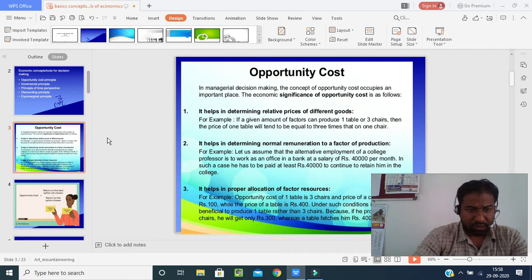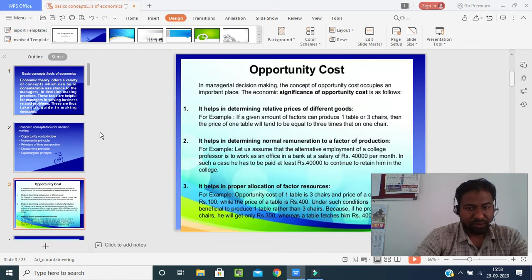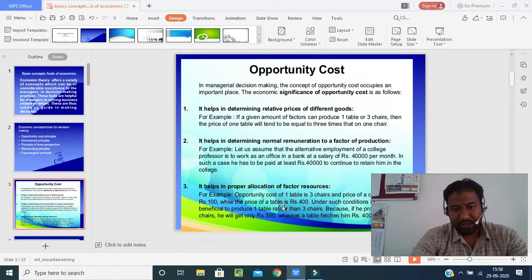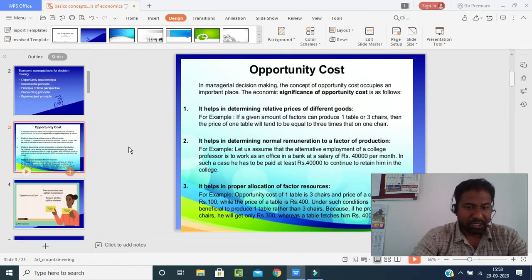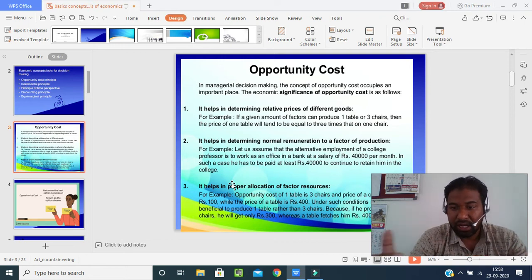Now I have some more slides to go through. Another example is determining the normal remuneration of a factor of production. What is normal remuneration? Remuneration can be salary, wages, an award or reward, carriage inward or carriage outward, or expenditures for the company.